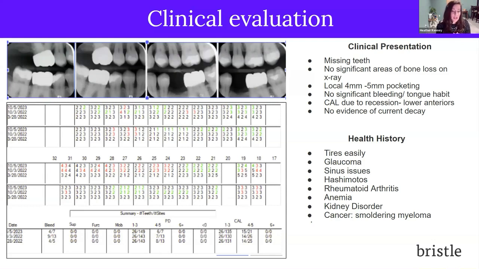Health history has frequent tiredness, glaucoma, sinus infections or sinus issues. She has Hashimoto's, rheumatoid arthritis, anemia, kidney disorder, and she's also suffering from smoldering myeloma. So we have quite a few inflammatory types of diseases present, but overall, some inflammation in the mouth, but relatively healthy in the mouth. There wasn't any bleeding when I did that. I'm kind of a stickler when it comes to doing full charting.